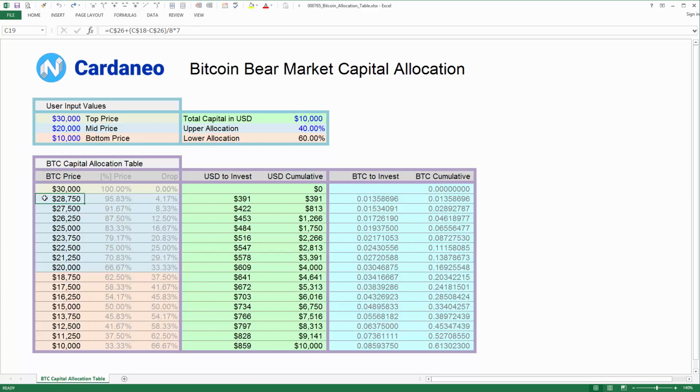Now this allocation table assumes 8 different prices for the top range and 8 prices for the bottom range. They're evenly distributed. In this case, $1,250 is the difference between any of the two prices in this table. The amount of dollars invested at a different price actually increases as the price goes down. That is intentional. Thus, for every particular price, you will have certain amount of US dollars to invest, which will correspond to a certain amount of Bitcoins that you can buy.